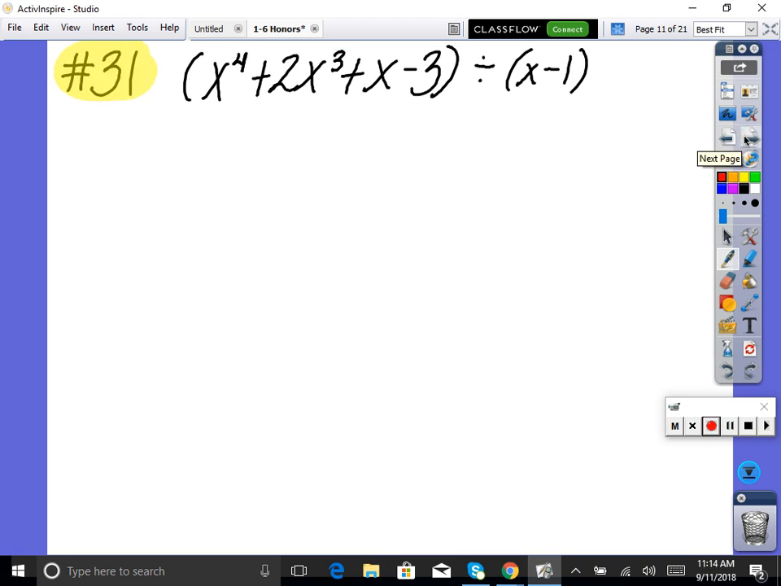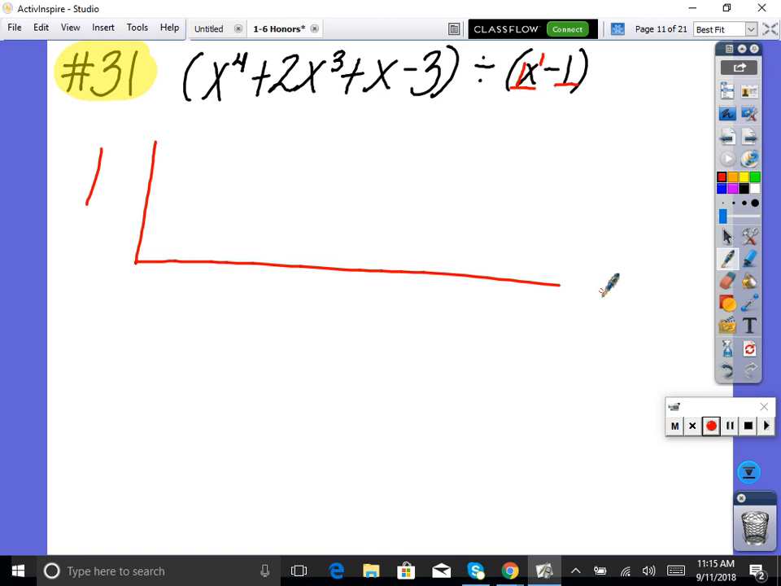Okay, let's do 31. Now in the instructions in this section, if you're going to 31, it says divide. It doesn't tell you to use synthetic or long, so just make sure you absolutely can use synthetic if you're going to use it. Degree 1, leading coefficient 1 and 2 terms, we're good, so let's use 1.